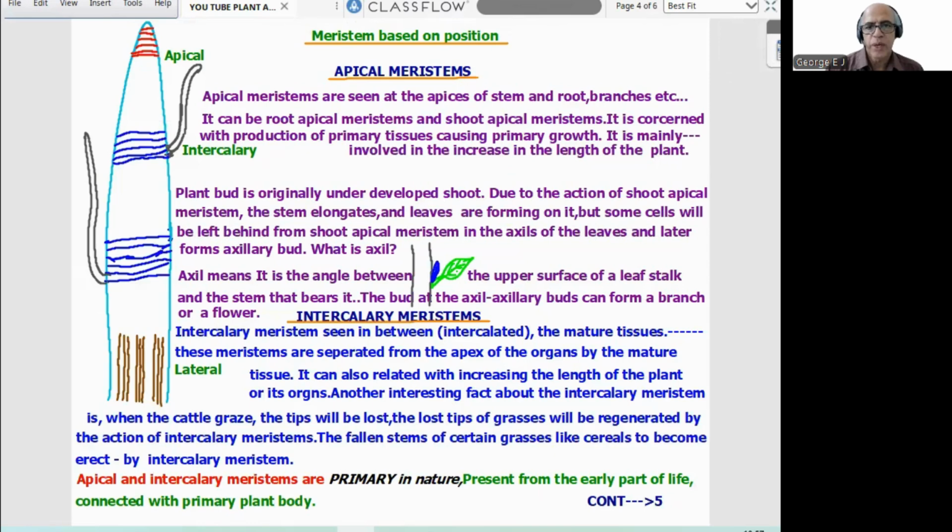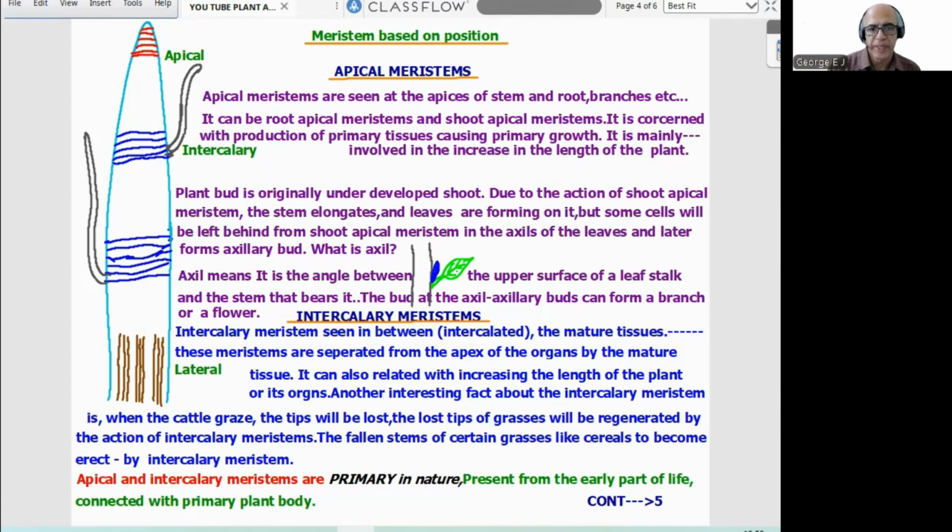Now meristems, we can proceed one by one. So, meristem based on position. This diagram also is not there in the present NCERT. So, apical meristem. Apical meristems are seen at the apices. From the term itself, we can guess: tips of stem, root and branches. It can be root apical meristem, it can be shoot apical meristem. And what is the aim? It is concerned with the production of primary tissues, causing primary growth. It is mainly involved in the increase in the length of the plant, lengthwise increase.